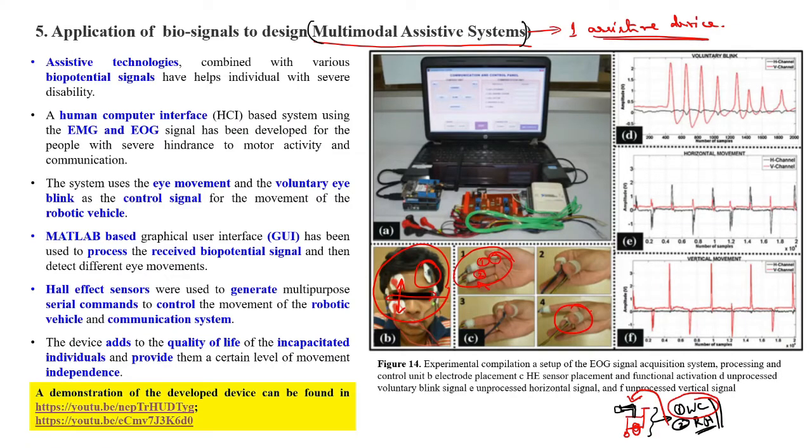So see, as I was telling you, in this case, what has been done? One robotic vehicle plus communication model was used as a combination for the multimodal assistive systems. Okay.